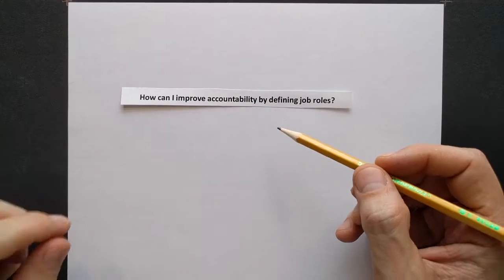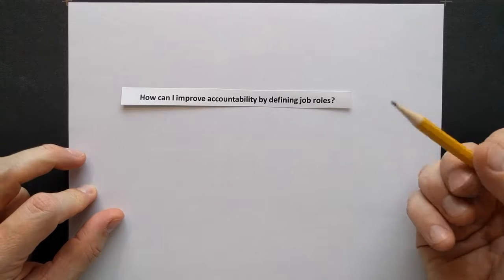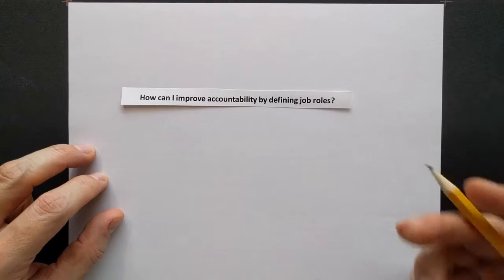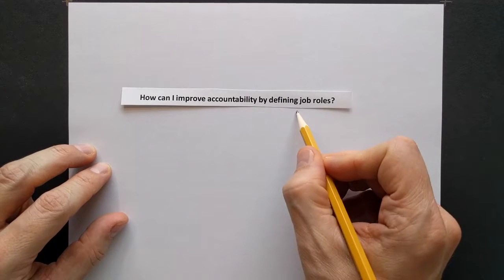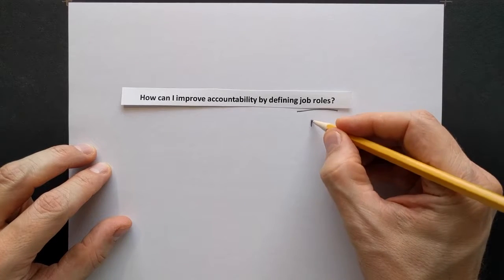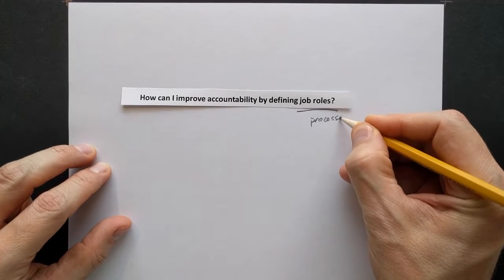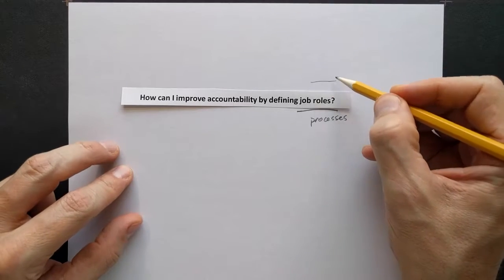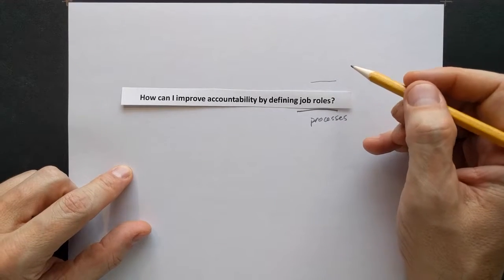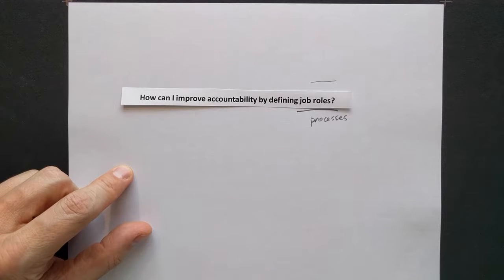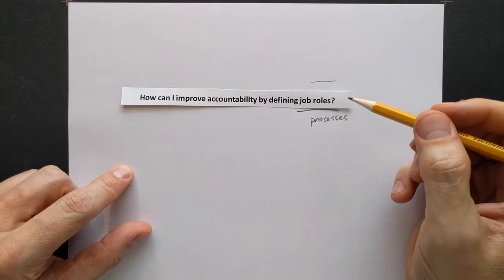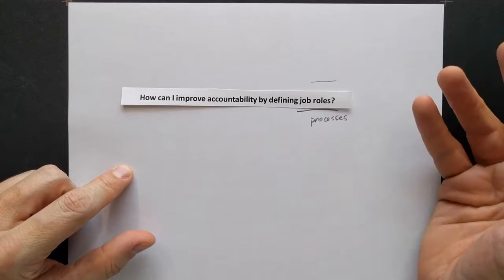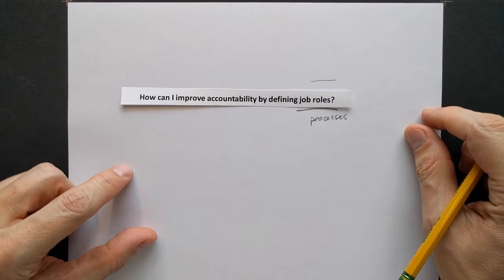Let's explore the answer to this question. How can I improve accountability by defining job roles? We're really going to be talking about assigning specific processes to a job role, that is the role that a person plays within the organization, whether that's in finance or marketing or staffing, human resources, or as a teacher, someone working within the academic program.